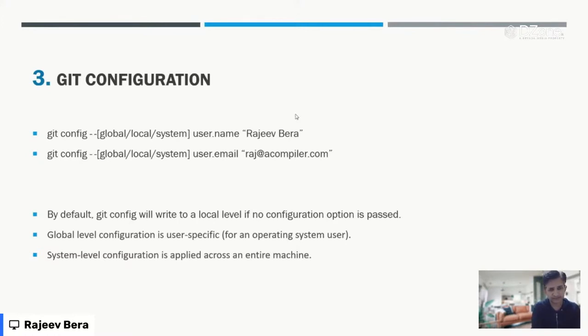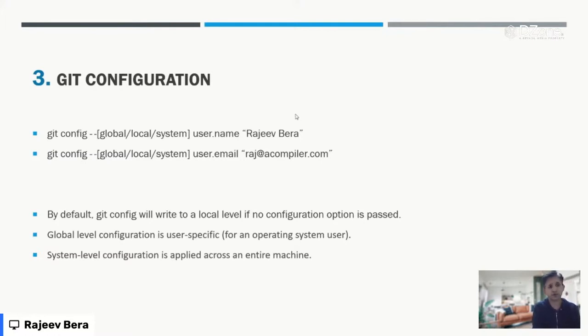So the syntax is easy. git config, then the option: global, local, or system. Then you have to use user.name and your name in double quotes. Again, this is just an example, right? So you can set up your email address, user.email, whatever your email address is. And of course, you can set up different settings. But the interesting point here is, what is global, what is local, what is system?